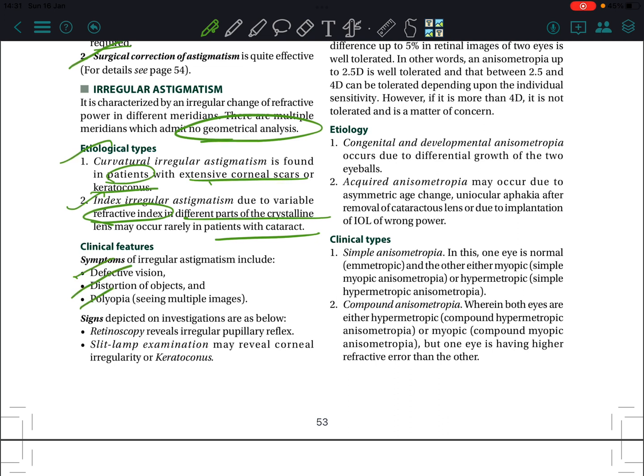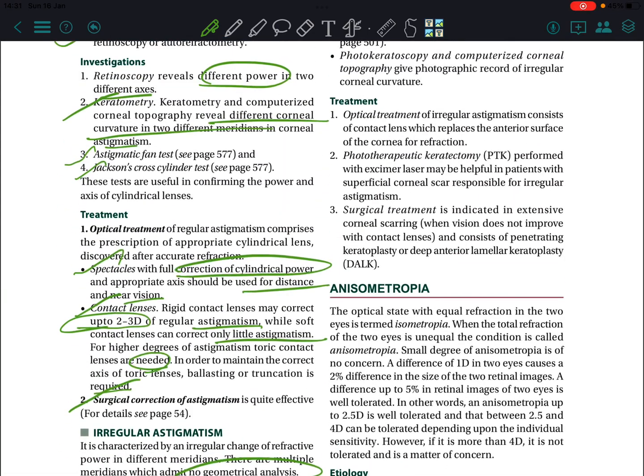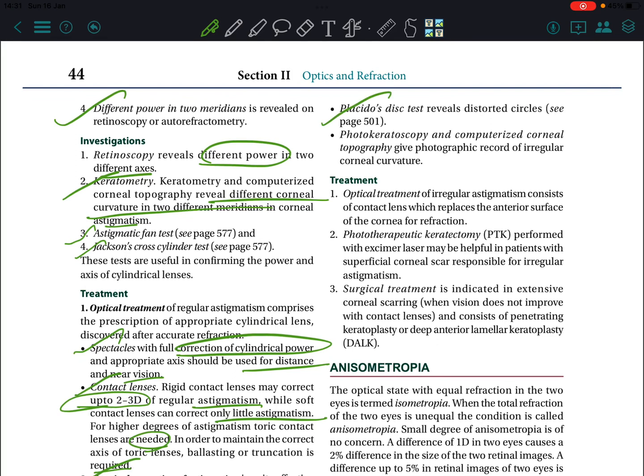Signs: retinoscopy reveals irregular pupillary reflex. Slit lamp examination may reveal corneal irregularity or keratoconus. Residual disc test, photokeratoscopy, computerized corneal topography. Treatment: optical treatment of irregular astigmatism consists of contact lens, which replaces the anterior surface of the cornea for refraction.